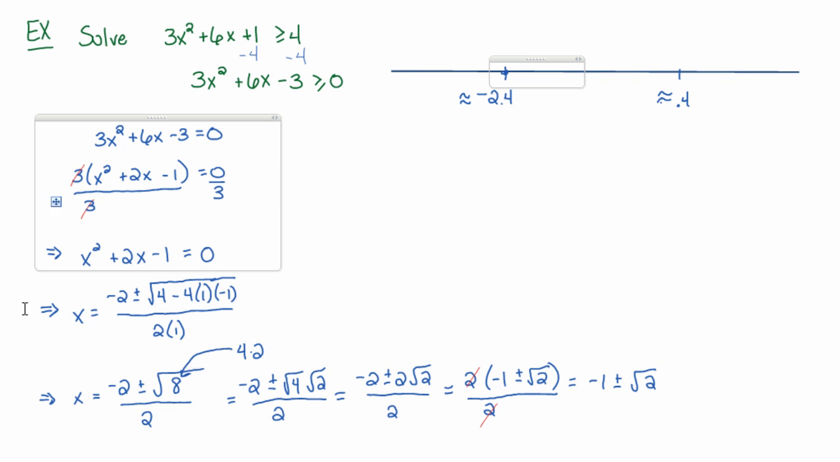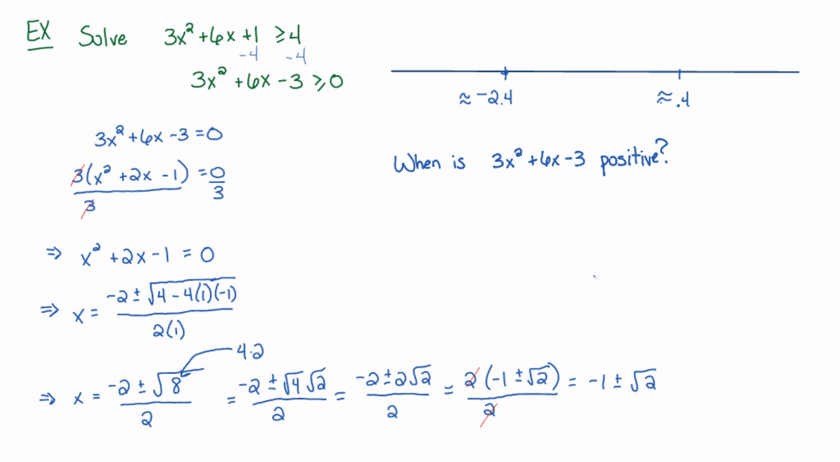I know those are two very important points because they're solutions to my quadratic equation. But unfortunately, this is not a quadratic equation, it's a quadratic inequality. And I want to know not when this quadratic equation is equal to 0, I want to know when it's not only equal, but when it's greater than 0. In other words, positive. So when is 3x squared plus 6x minus 3 positive?